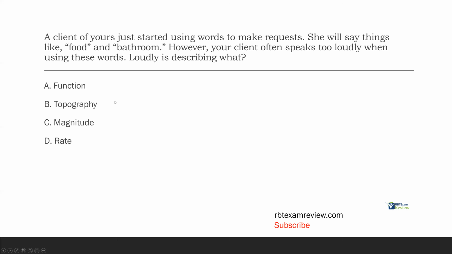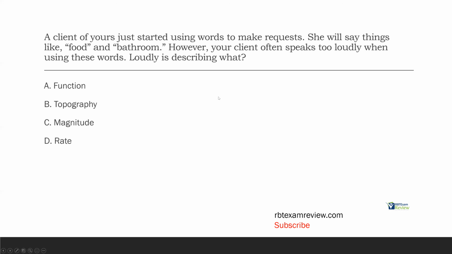So let's go back through it. We know our client is making requests with words. She's saying things like food and bathroom, which is great. However, the client speaks too loudly. So loudly is describing what? Well, loudly is describing the way she says these words. Now, is that describing the function? Well, no, function is why it occurred, right? Attention, tangible, escape, automatic. We're not looking at the function when we're talking about loudly.